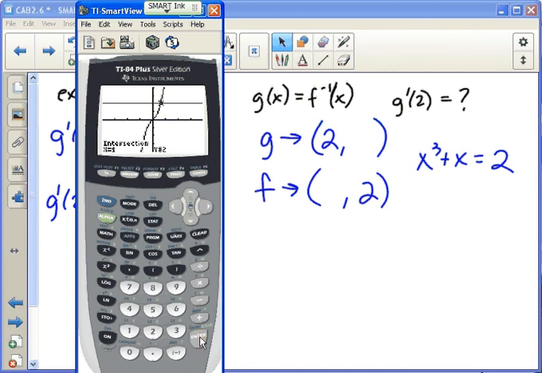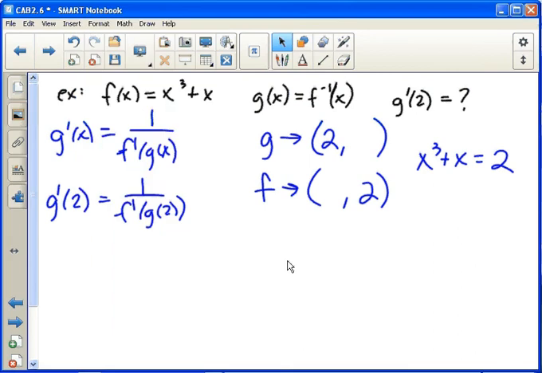So if f has the point (1, 2), then g must have the point (2, 1), because they are inverses of each other. Their x's and y's are swapped. So now I know that g of 2 is equal to 1. So 1 over f prime of 1.